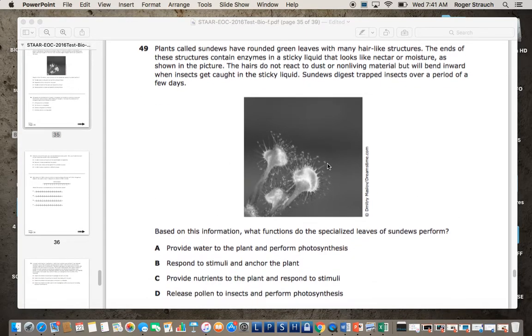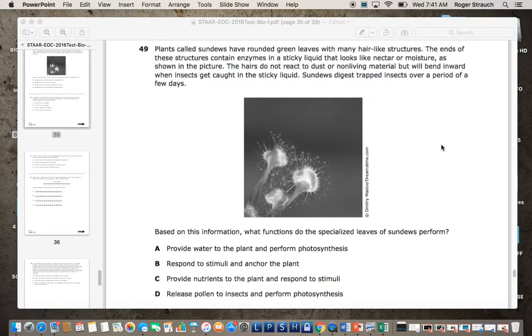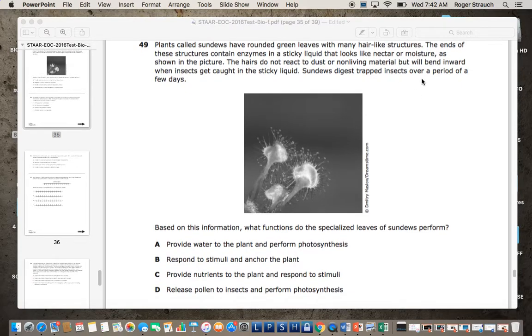Here's one from last year's STAAR test. It says plants called sundews have rounded green leaves with many hair-like structures. The ends of these structures contain enzymes in a sticky liquid that looks like nectar or moisture, as shown in the picture. The hairs do not react to dust or non-living material, but will bend inward when insects get caught in the sticky liquid. Sundews digest trapped insects over a period of a few days. Based on this information, what function do these specialized leaves of sundews perform?